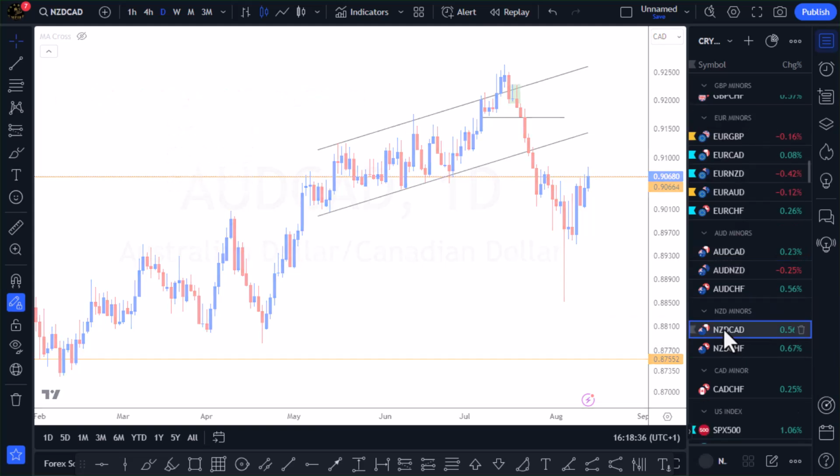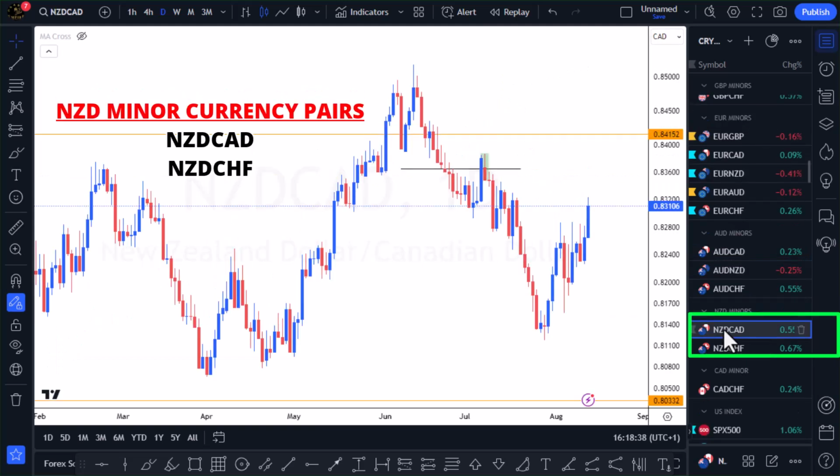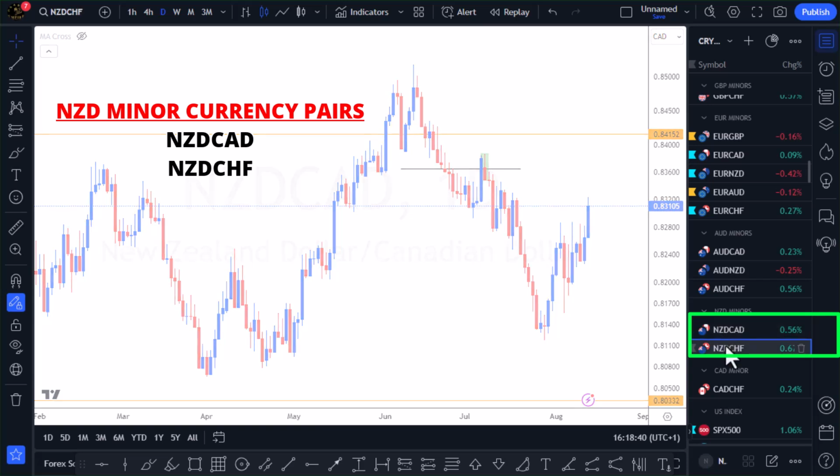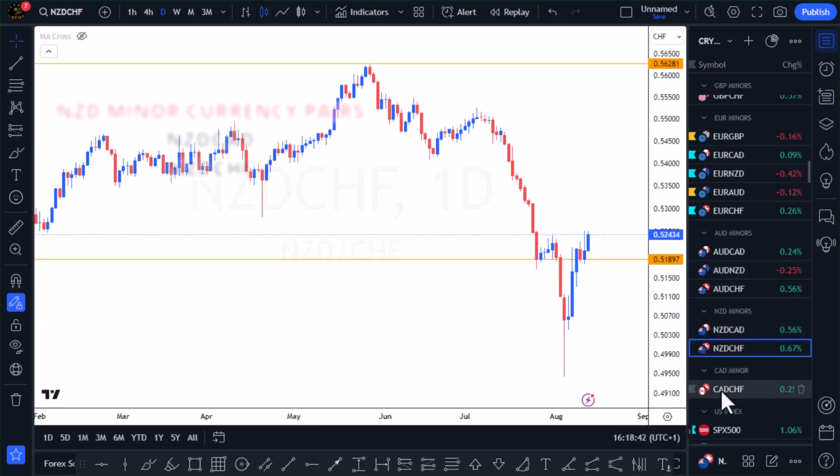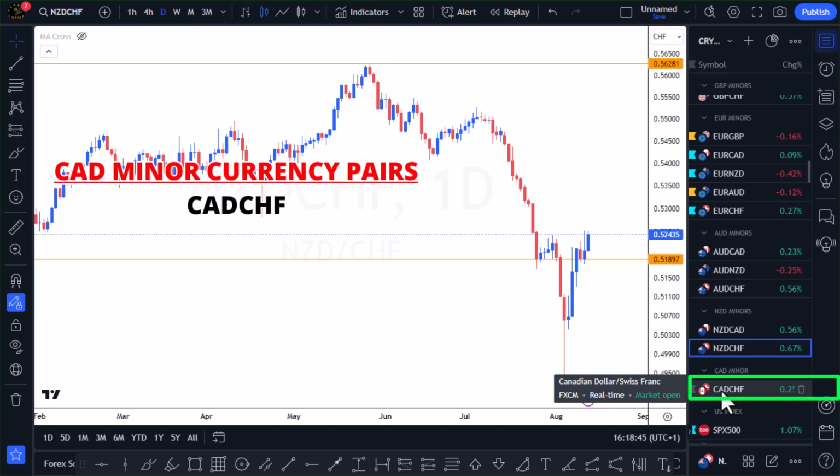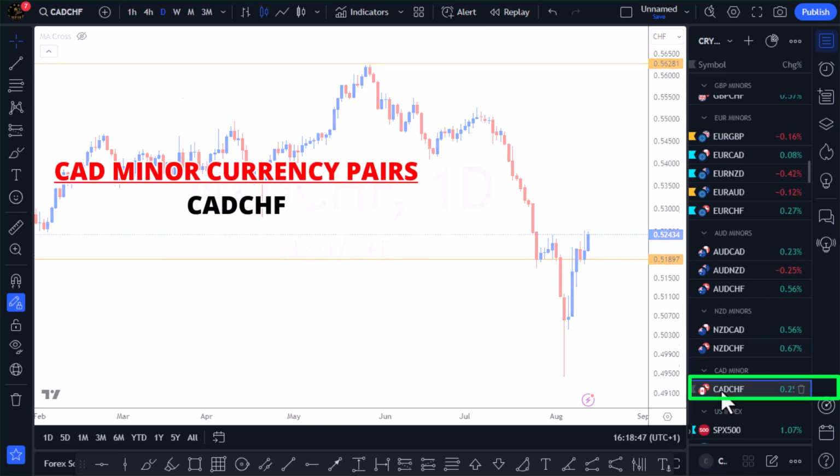And we have the New Zealand minor currency pairs. New Zealand paired against the Canadian dollar. New Zealand paired against the Swiss. And we have, last on the list, the Canadian dollar minor pairs. This is Canada paired against the Swiss.